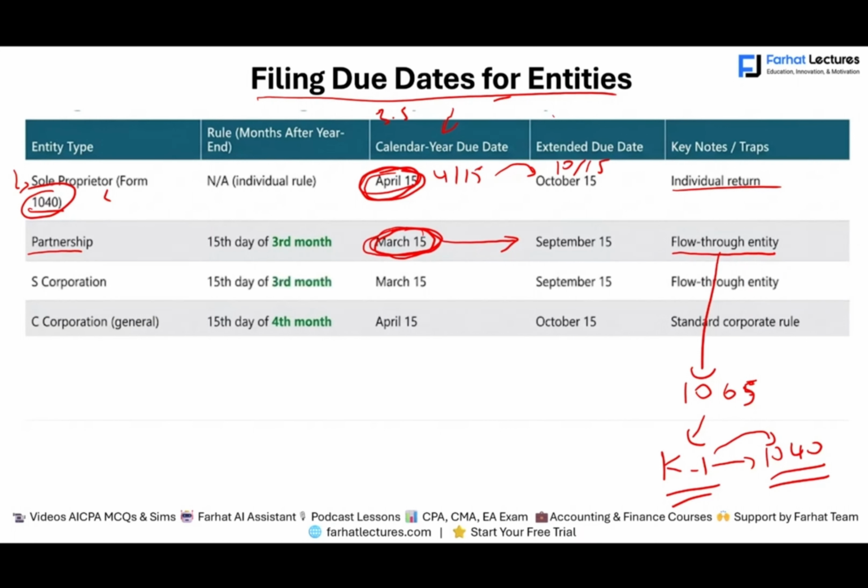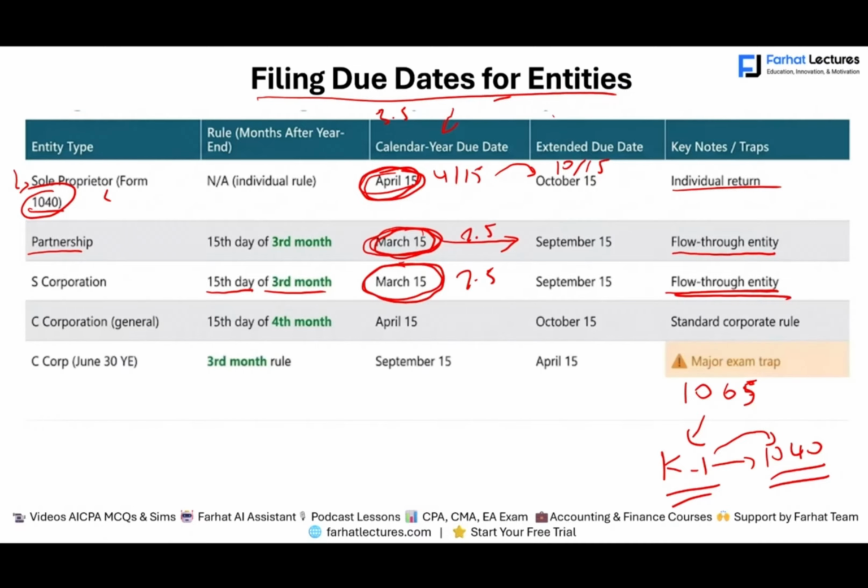I will say the same thing about S corporation. S corporation is a flow-through entity. As a result, the due date is March the 15th, which is 2.5 months, or the 15th of the third month for those type of entities. Now, I'm going to go back to C corporation, and I'm going to change something here. I'm going to say C corporation, year end June 30th. There's a special date as a year end June 30th for C corporation.